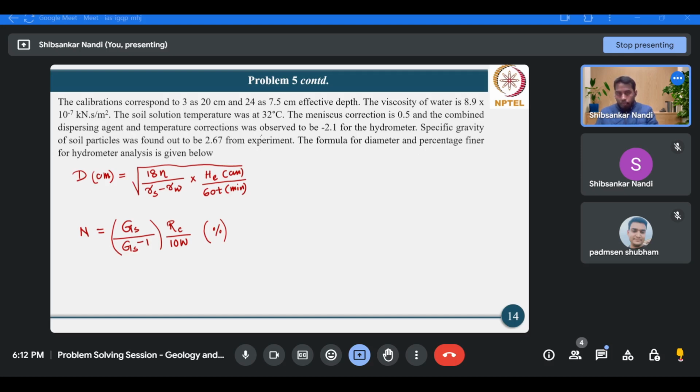So this entire part is basically related to the hydrometer analysis procedure. Okay, so when we calculate the diameter and the percentage finer corresponding to hydrometer readings, then we need this type of data. We'll see.